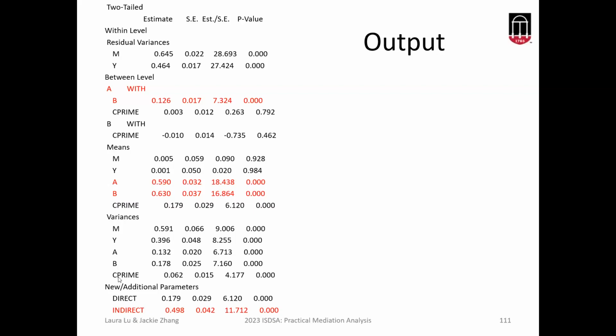And then we have the newly defined direct and indirect effects. The direct effect is C prime, so we have the estimate of C prime. And the indirect effect is A times B plus the covariance between A and B, which is estimated here. The p-value is significant, almost 0, so it is less than 0.05. So we can see that there's a significant indirect effect, although it is a multilevel mediation. It is still significant.